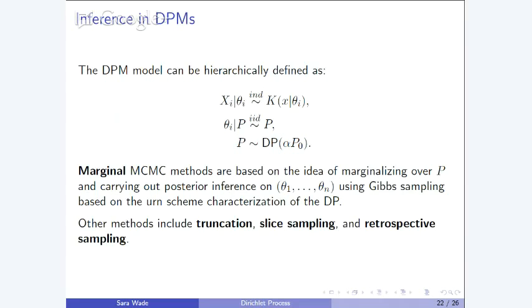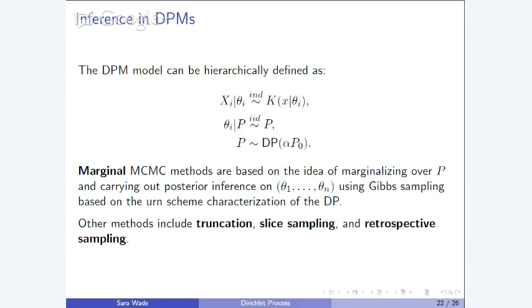So marginal MCMC methods are based on the idea of marginalizing out P. So I can marginalize out P, and then I know that marginally the distribution of theta i is just described by the Blackwell-MacQueen urn scheme. So then they just carry out posterior inference on these theta 1 to theta n given x. And this is just based on a Gibbs sampling algorithm and the urn scheme characterization.